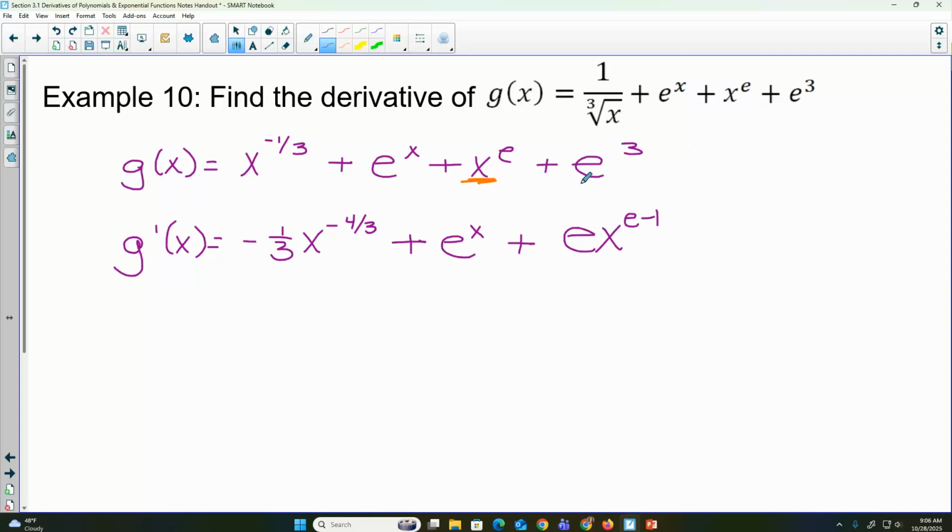Plus, what's the derivative of e to the 3rd? E to the 3rd. No. It's 3e to the 2nd. Other guesses?